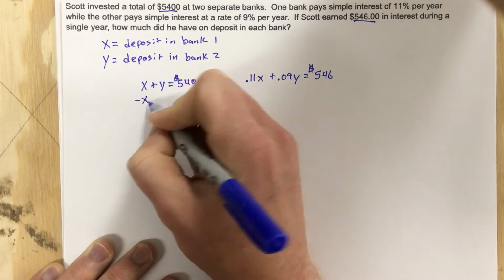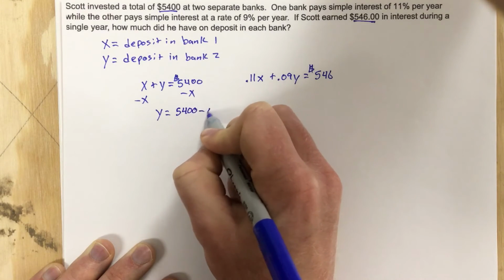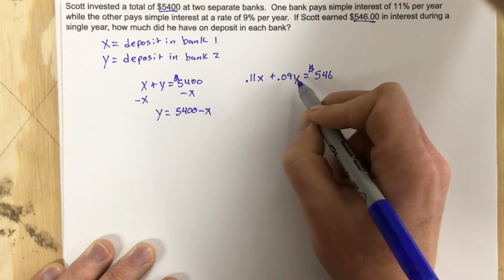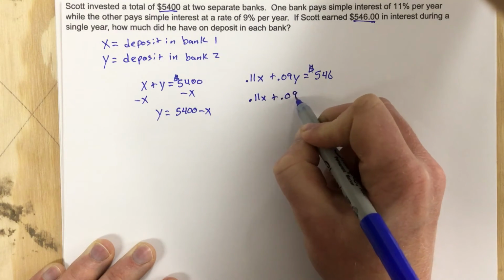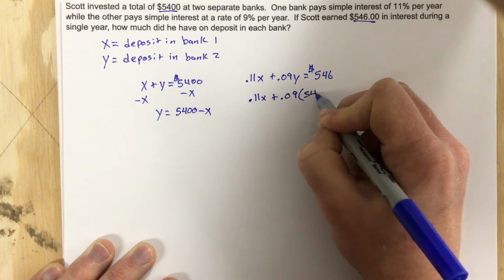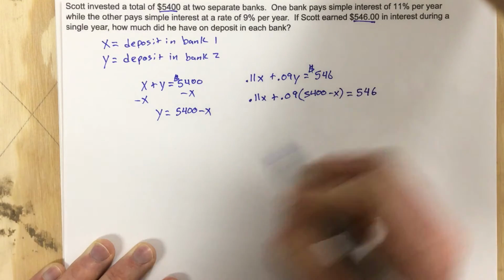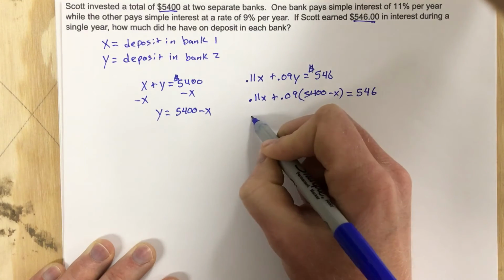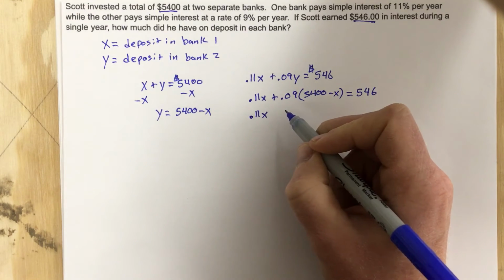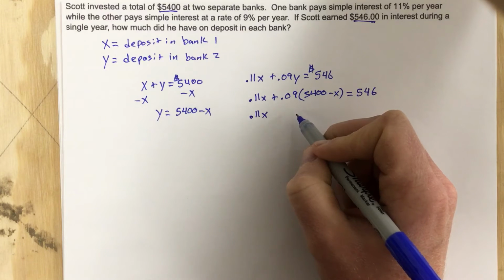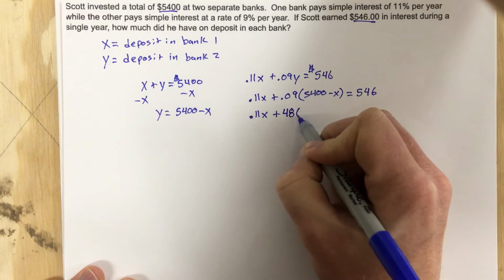So I'm going to subtract X on each side. So it's Y equals 5,400 minus X. I'm going to plug this in for Y here. So it's 0.11X plus 0.09 times 5,400 minus X equals 546. Now I can distribute, so I get 0.11x, 0.09 times 5,400 is 486.